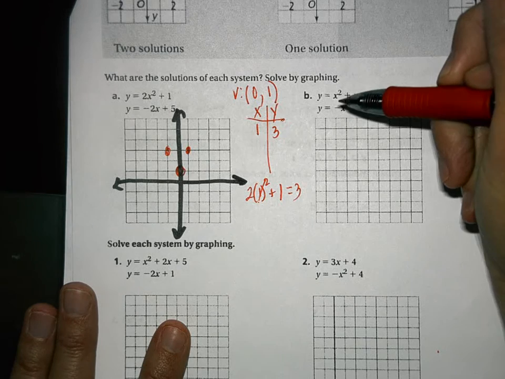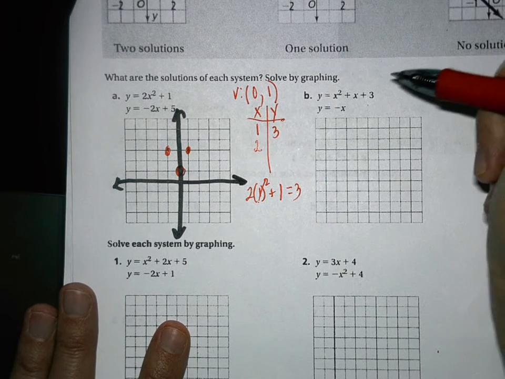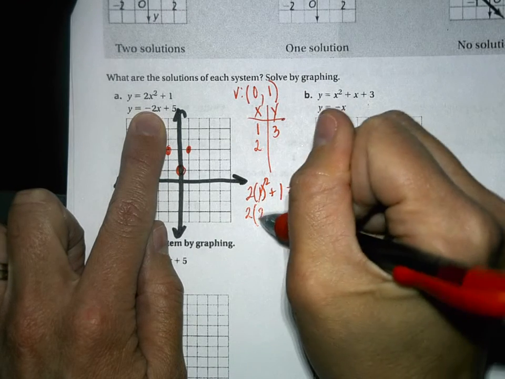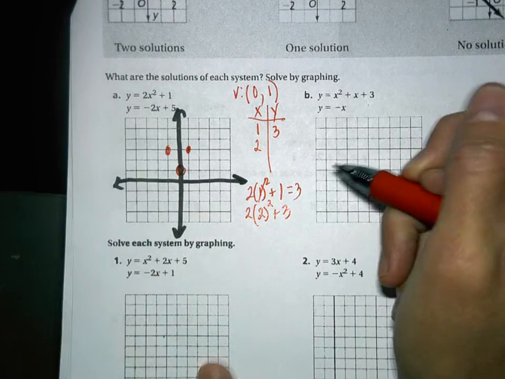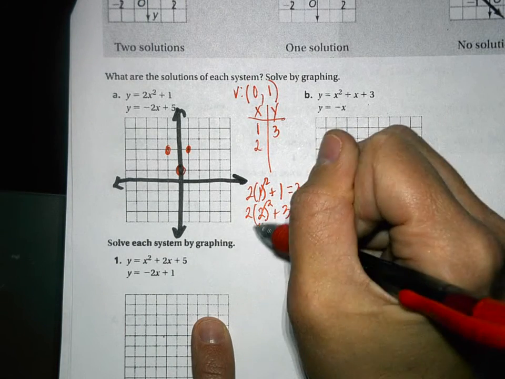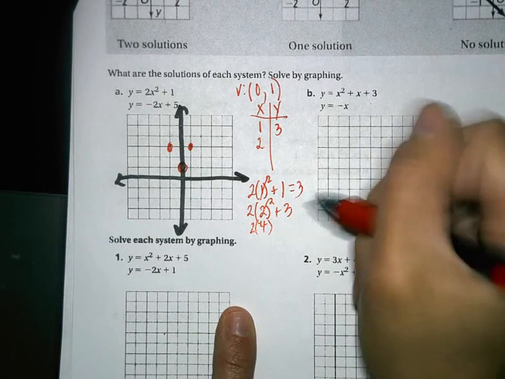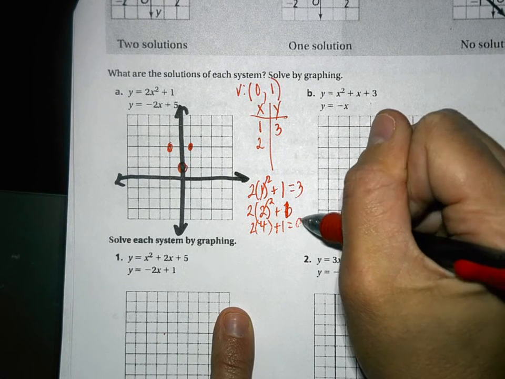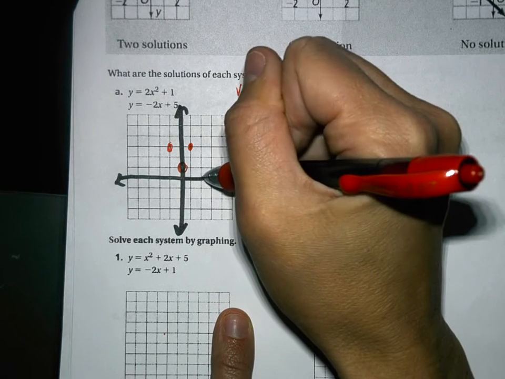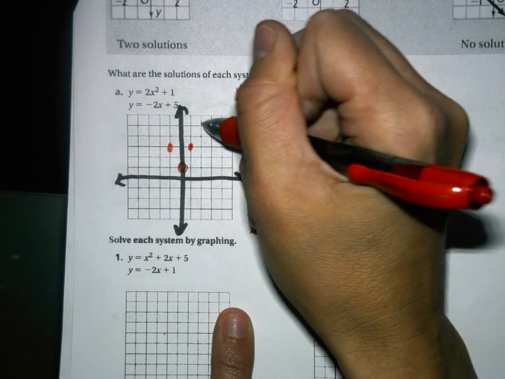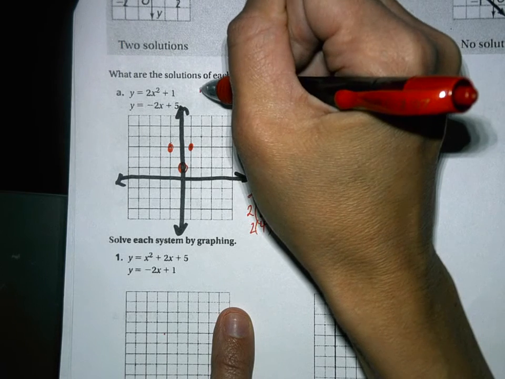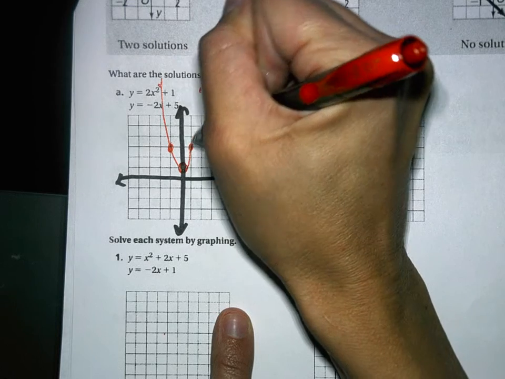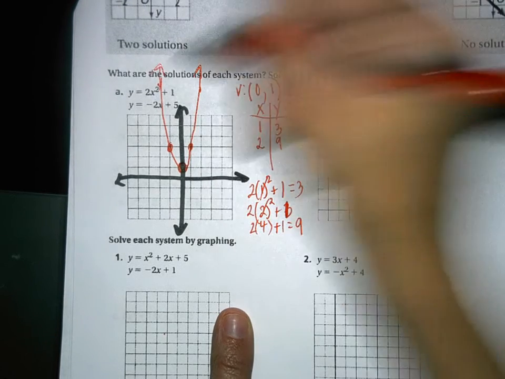Let's also plug in 2. So in this equation, I'm plugging in the value for 2. 2 times 2 squared plus 1. What is 2 squared? 4. And 2 times 4 is 8. And 8 plus 1 is 9. So 2 and then up 9: 1, 2, 3, 4, 5, 6, 7, 8, 9. Okay, so we go ahead and graph that.